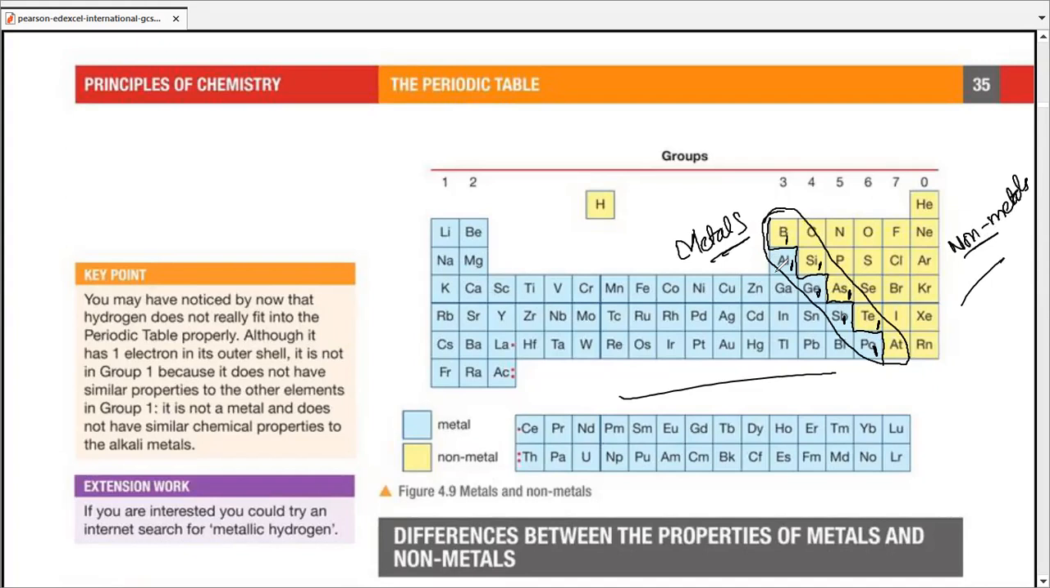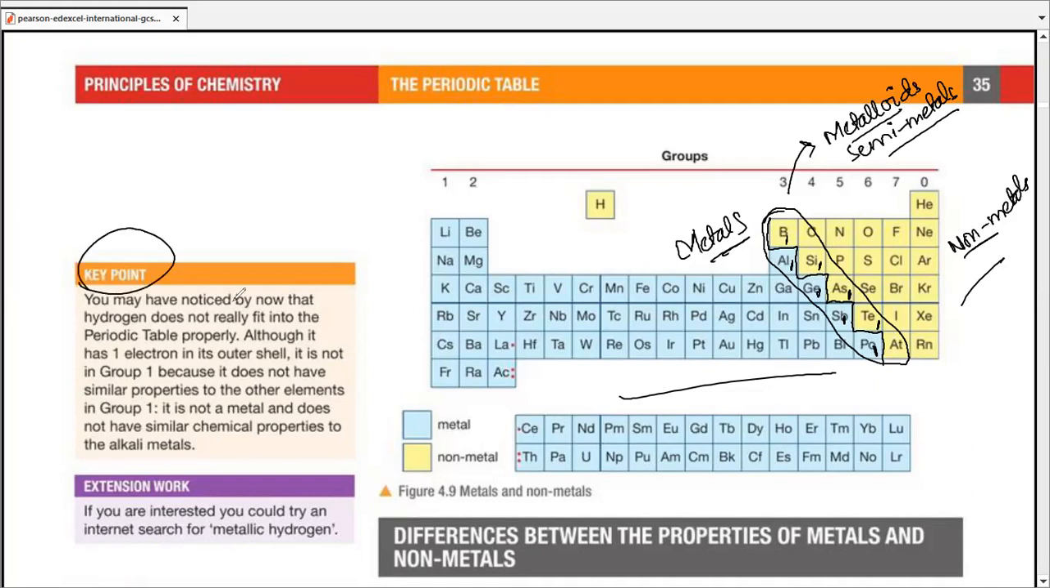All right. So it's not going to be a problem. We call them either with the word metalloid, or we call them with the word semi-metals. Either of the terms is fine because this term represents that they have some properties of metals and some of non-metals, hence the name metalloid.